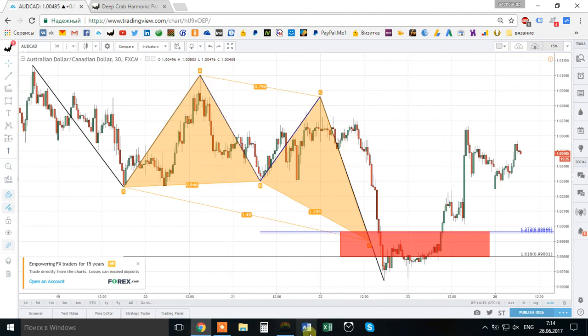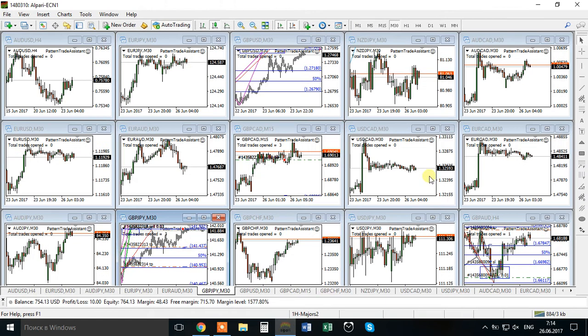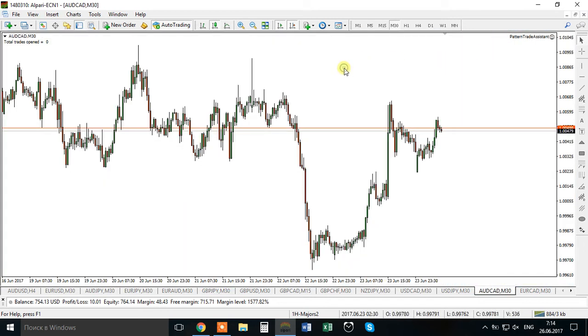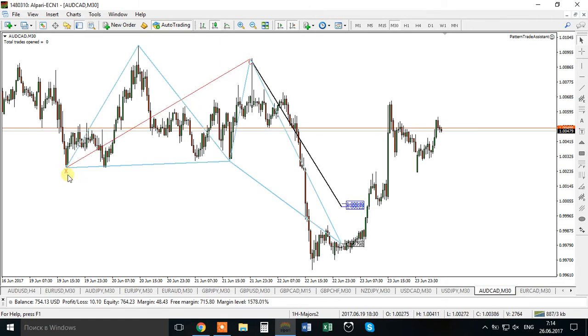What you need to do, how it works. I will first demonstrate how it works. Let me open that. It is easy as 1 and 2. That's it. The pattern is drawn.